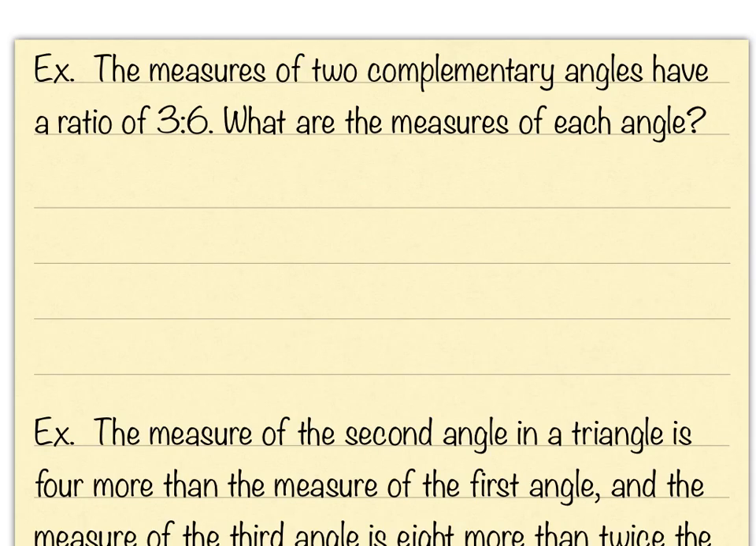Okay, let's look at a few other questions where we can use some of the vocabulary words we've been discussing this chapter. It says the measures of two complementary angles have a ratio of 3 to 6. What are the measures of each angle? We did a problem like this in our Chapter 7 review. Two complementary angles means they're going to add to 90 degrees. However, they have a ratio of 3 to 6. So 3x plus 6x is going to add to 90 degrees.